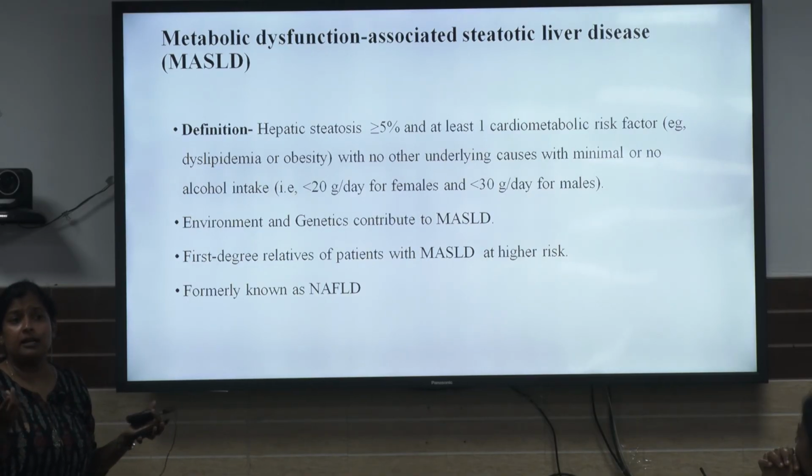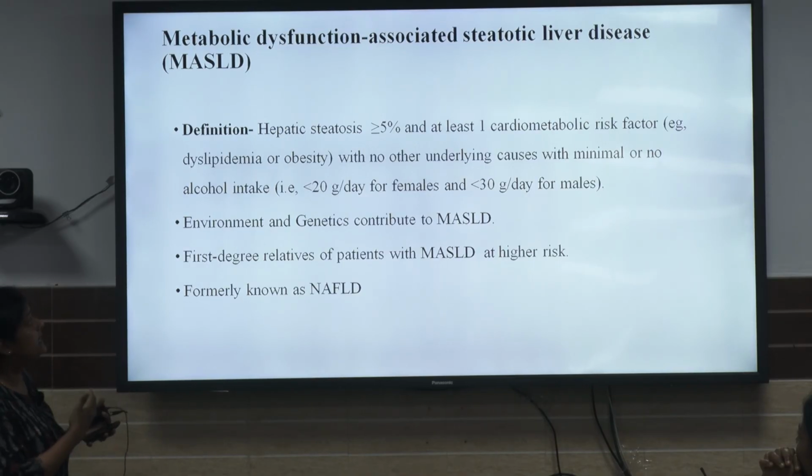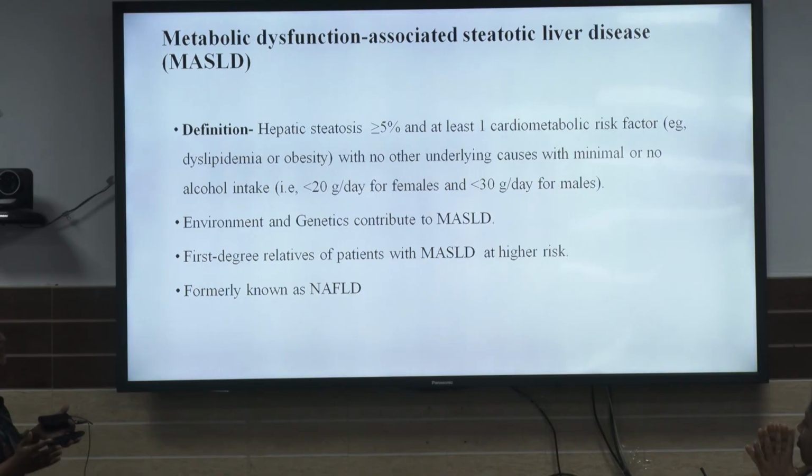Somebody who goes to a party once in a year, has a drink, doesn't mean that he is alcoholic. So should he be an absolute teetotaler? Do we mean to say that? No. So the name was changed, and the definition says that there has to be a hepatic steatosis or fat accumulation in the liver of more than 5% with at least one cardiometabolic risk factor. I will tell which risk factors we are talking about, and with no other underlying cause.